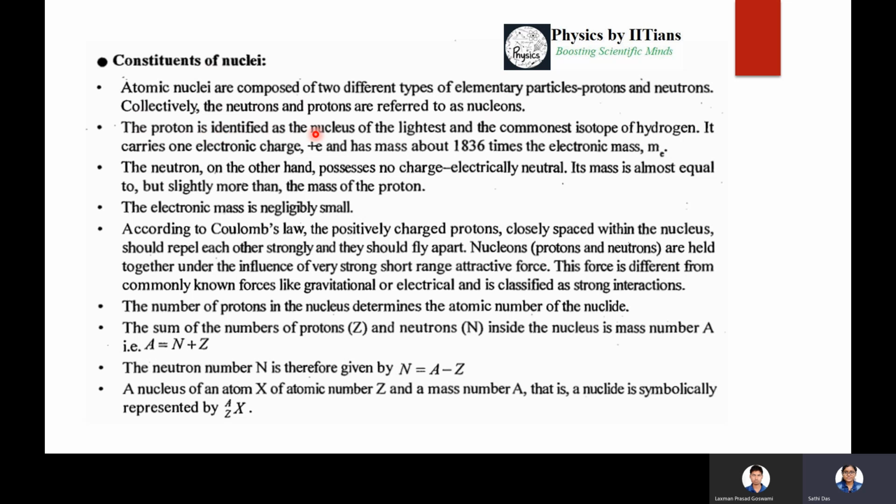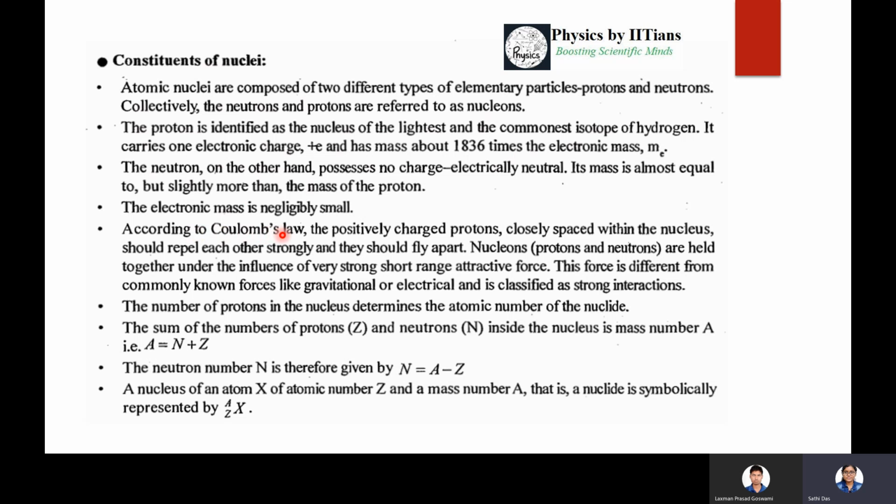The proton is identified as the nucleus of the lightest and commonest isotope of hydrogen. It carries only one electronic charge, that is +e, and has a mass about 1836 times the mass of an electron, or me. The neutron, on the other hand, possesses no charge, that is, it is electrically neutral, and its mass is almost the same as the proton, but slightly heavier. The electronic mass is negligible compared to the proton or neutron.